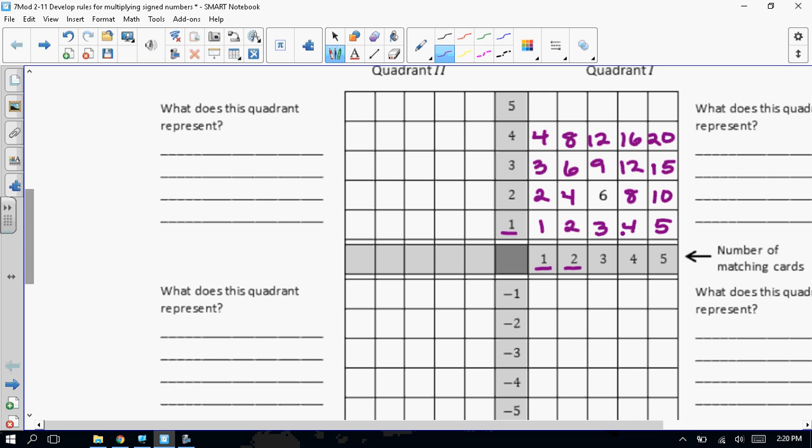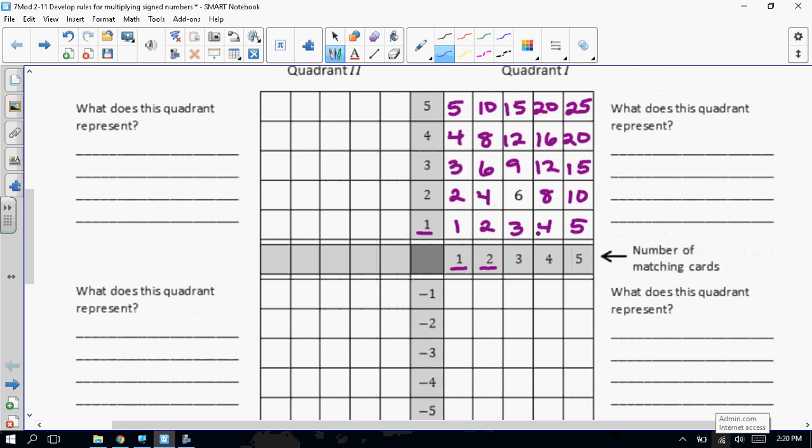And last one, let's do 5 times 1. It's 5. Then we have 10, 15, 20, and 5 times 5 is 25. All right? What do all those cards in that particular quadrant represent? Well, I'm picking up positive value cards. To pick up means I'm increasing. So I pick up the positive value cards. That's what that's talking about.